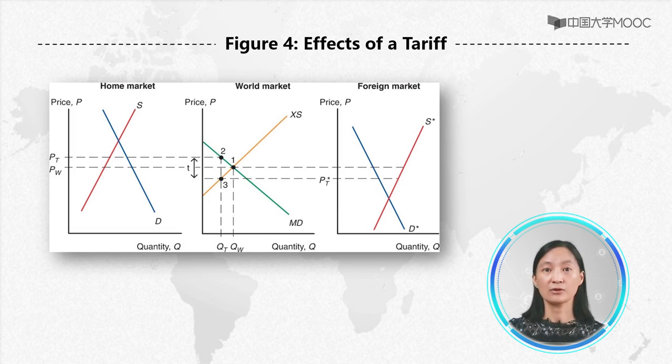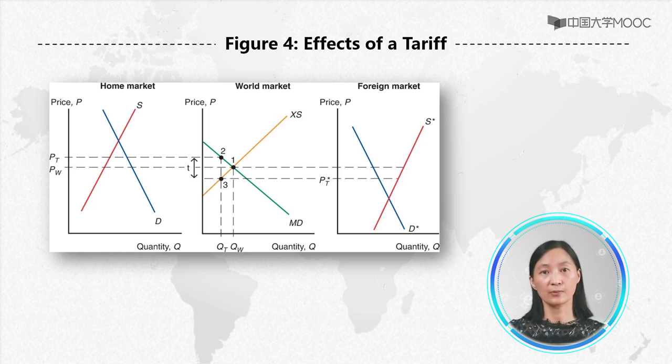In the absence of a tariff, the price of wheat would be equalized at PW in both home and foreign, as seen at point 1 in the middle panel. Introducing a tariff then drives a wedge between the prices in the two markets. The tariff raises the price in home to PT and lowers the price in foreign to PT* equal to PT minus T.